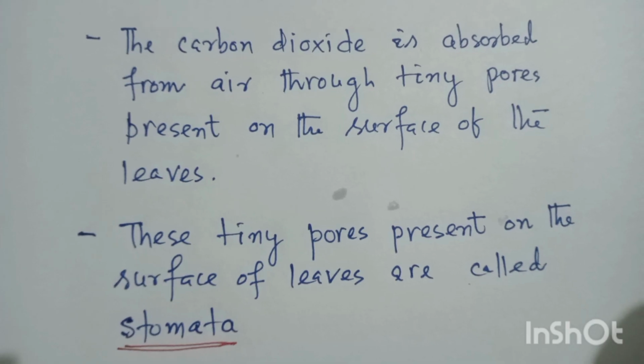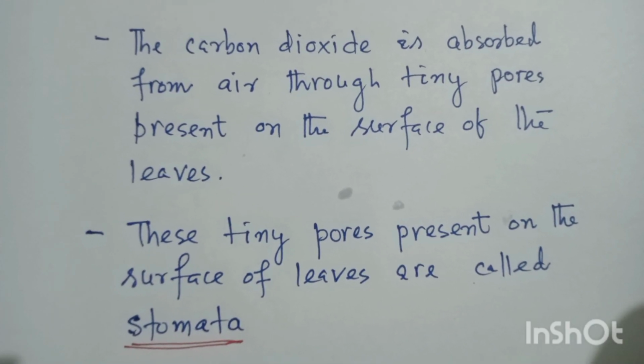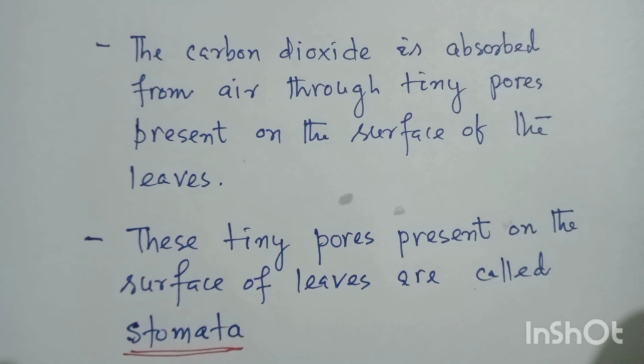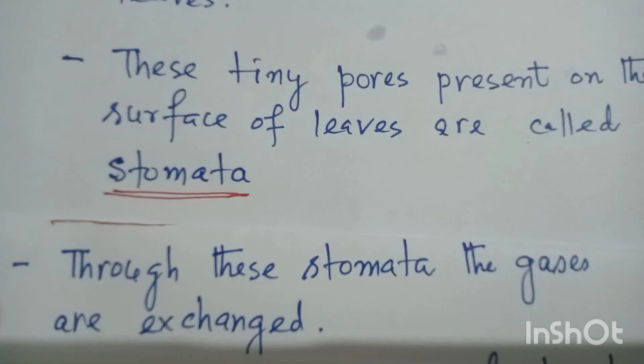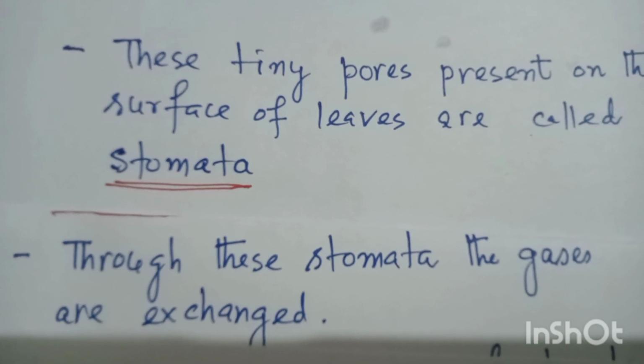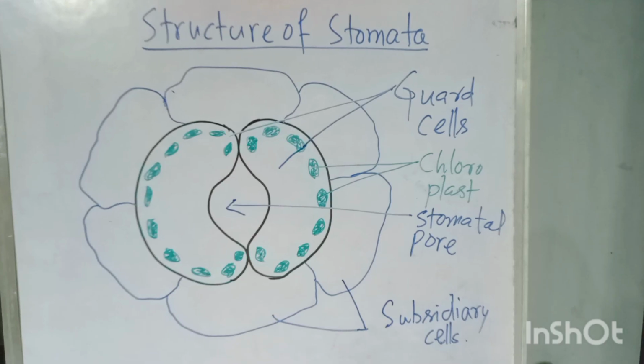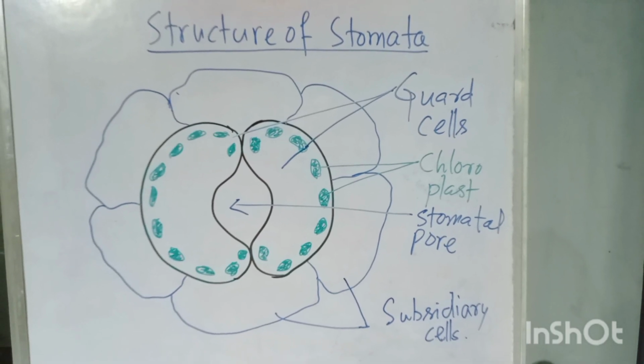These tiny pores, which are present on the surface of the leaves, are called stomata. Through stomata, the gases are exchanged. Now come to the structure of stomata.